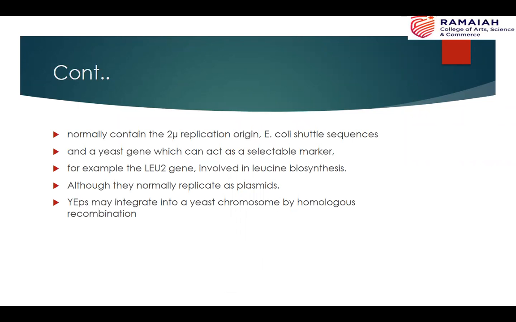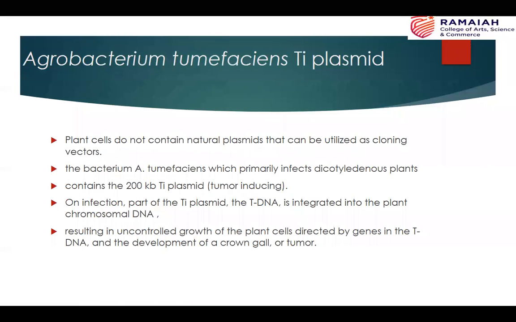So normally they contain the 2-micron replication origin and also E. coli shuttle sequences, and a yeast gene which can act as a selectable marker. In the example shown, the selectable marker is LEU2, which is involved in leucine biosynthesis. As I mentioned, though they can normally replicate as plasmids, they may integrate into the yeast chromosome by homologous recombination. So that's about shuttle vectors. With one example we have discussed, that is the yeast episomal plasmid.